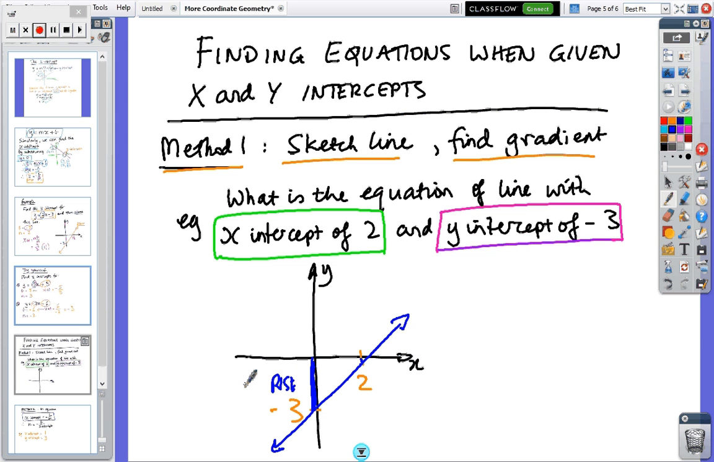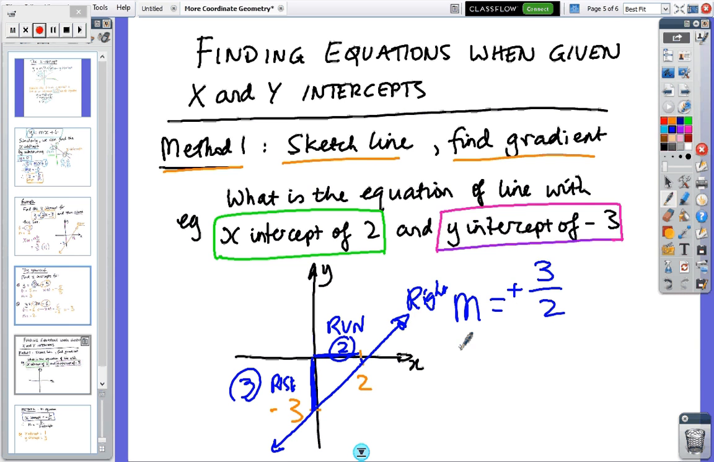So there's the rise, and the rise is 3. There's the run, and the run is 2. So the gradient is the rise over the run. The line's heading to the right, so it's a plus gradient. The y-intercept is -3, and so the answer is y equals 3 over 2 x minus 3.